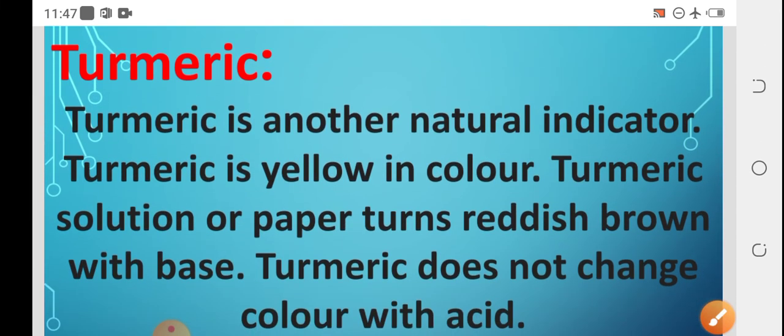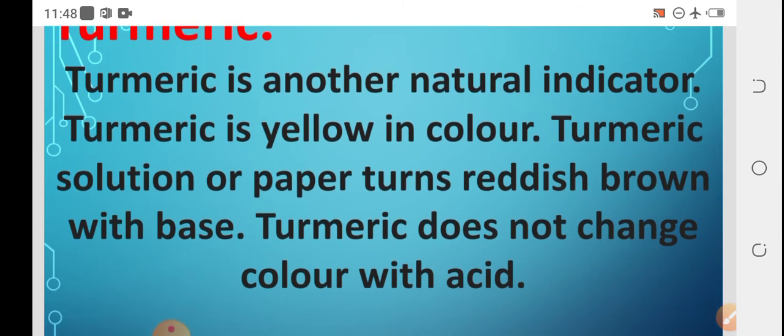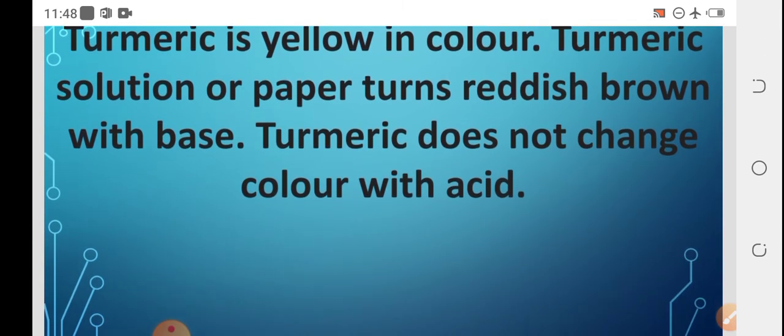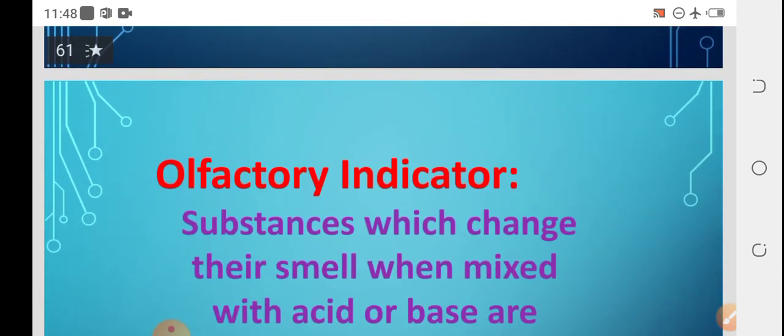Turmeric is another natural indicator. Turmeric is yellow in color. Turmeric solution or paper turns reddish brown with a base. So with a base, the turmeric changes to red color, and it does not react with an acid, meaning no change with the acid.